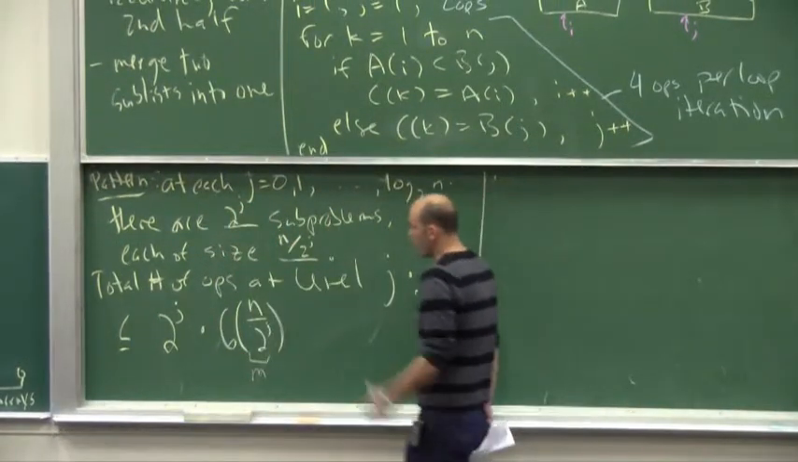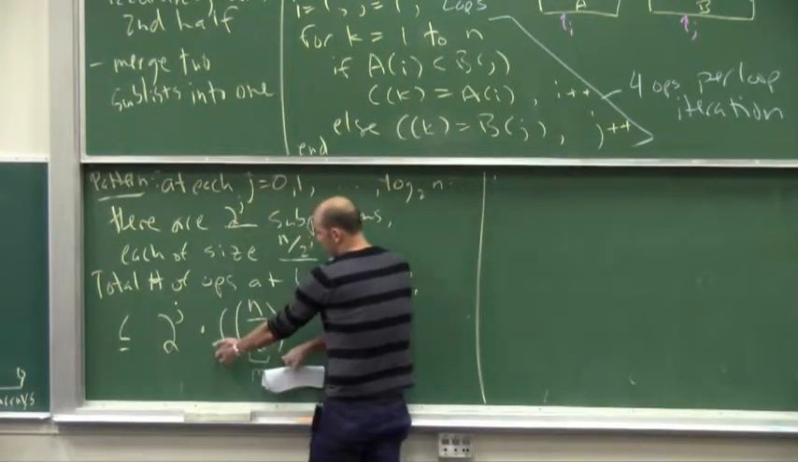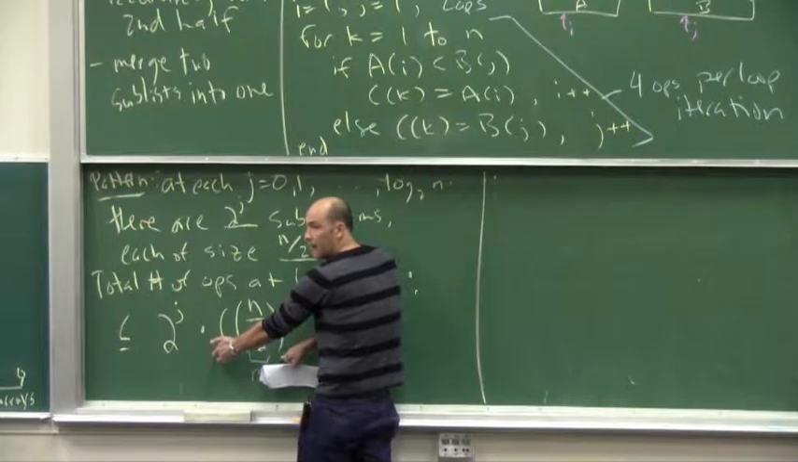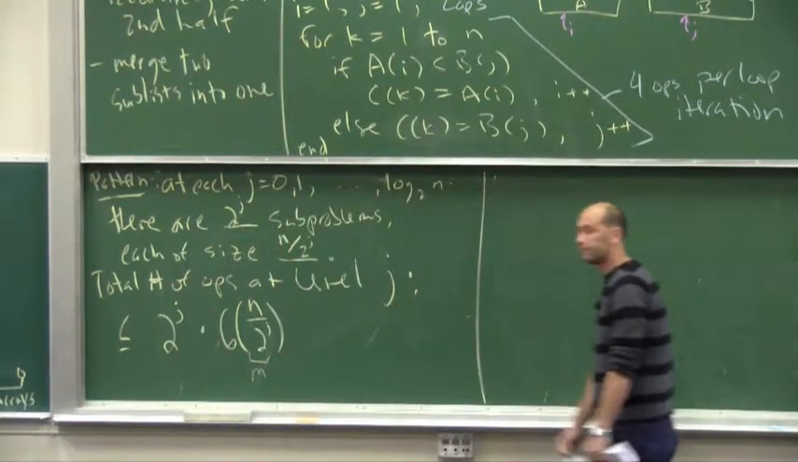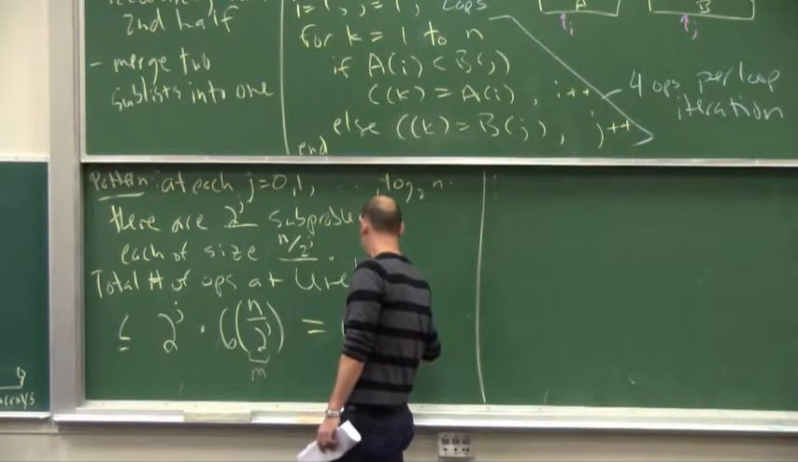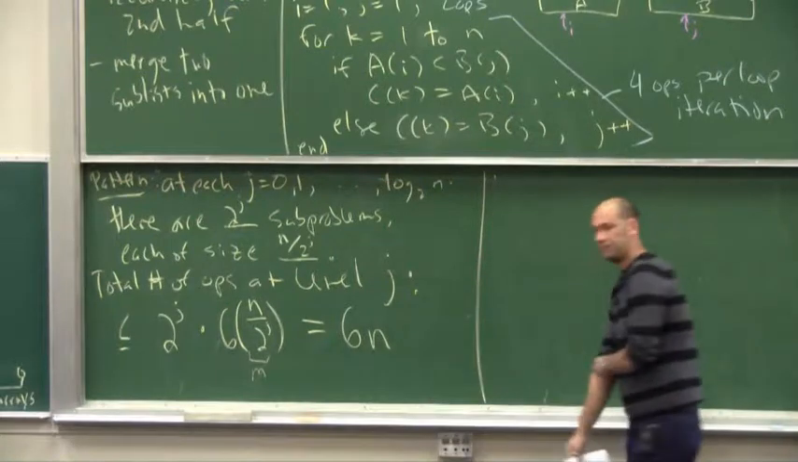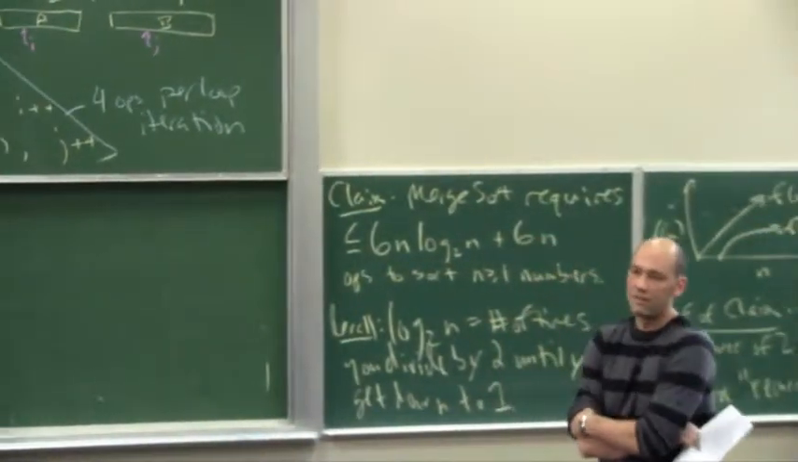Okay, and so again, where does this come from? Number of subproblems at level j, work done per subproblem at level j, not counting what's done by the recursive calls. Okay? And what is this? This is just 6n. Okay? And what's kind of cool is that we get something that's actually independent of the level j.